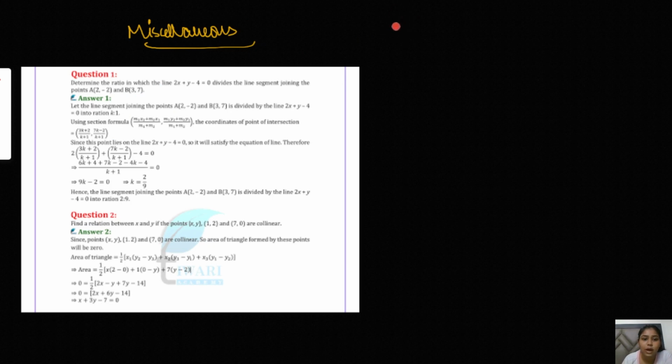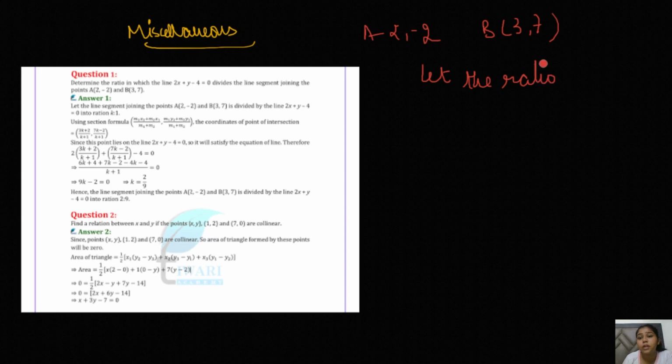So the A point is 2, -2, and the B point is 3 comma 7, right? And this is divided by this line. So here the point is not given, the line is given. Let the ratio be, whenever the ratio is not given in this chapter, please note it down, always consider it k ratio 1.